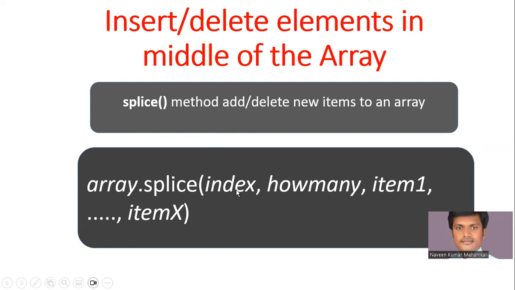I'm again repeating. Have a look at the syntax. array.splice(index, ...): the index where you want to insert the elements in that array, the number of items to be deleted from this index, and item1, item2, item3 and so on are the elements to be inserted from this index. We'll try to understand with an example.